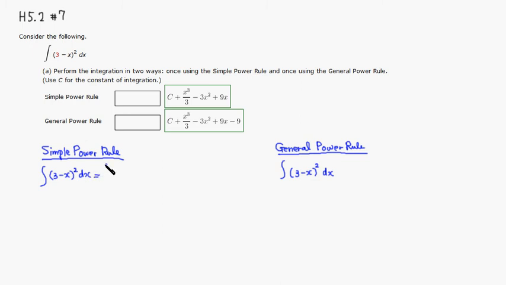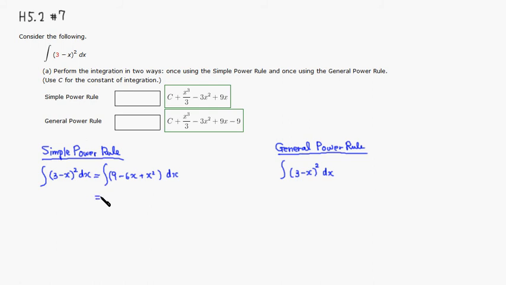So this is going to be equal to 3 squared would be 9, and negative 2 times 3 times x, so negative 6x, plus x squared. If you multiply out, you get that. Then we apply the simple power rule.